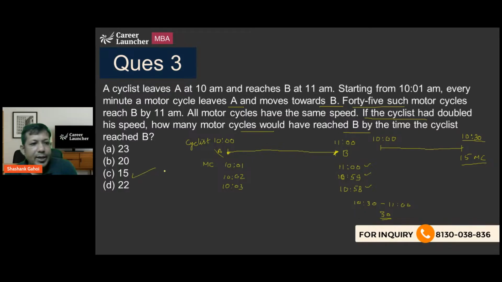So in this question, my answer is going to be option C. That's going to be 15. I hope this question is clear.